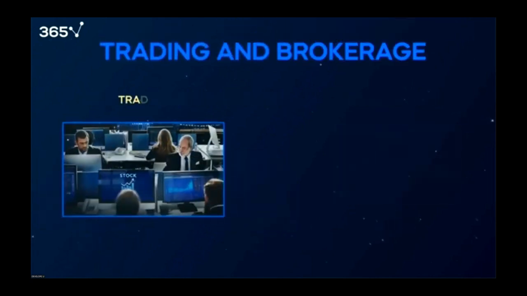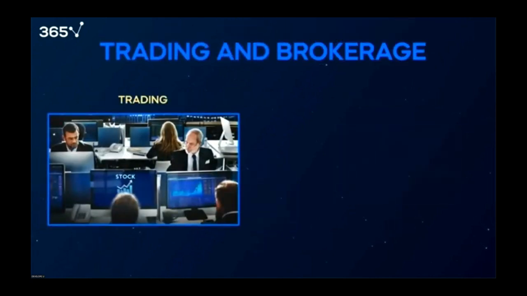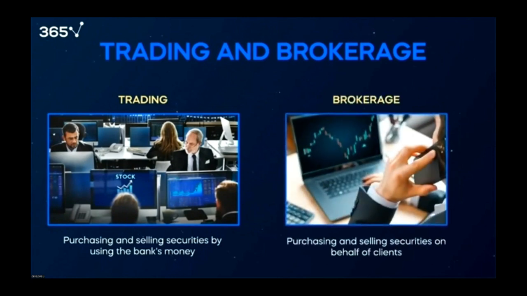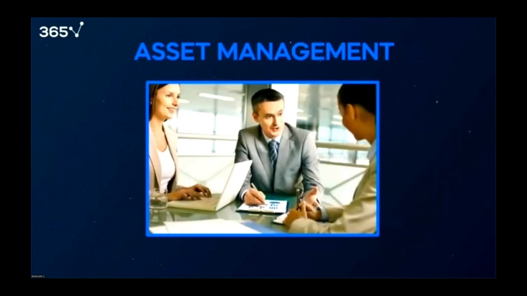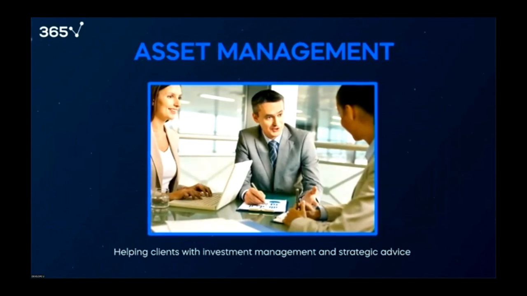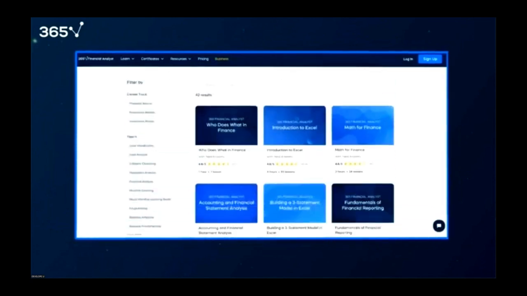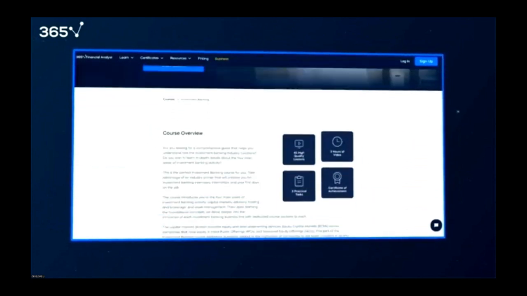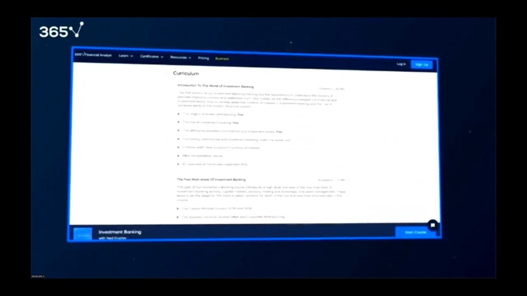Trading and brokerage is an investment banking business line that involves purchasing and selling securities by using the bank's money or conducting it on behalf of clients. And lastly, the fourth investment banking area includes asset management, helping clients with investment management and strategic advice. The aim is to support clients in achieving their financial goals. We'll discuss these investment banking business lines in our comprehensive investment banking course.